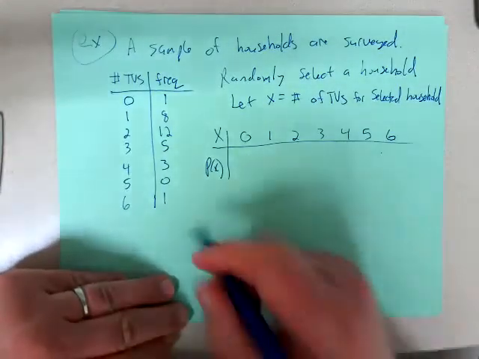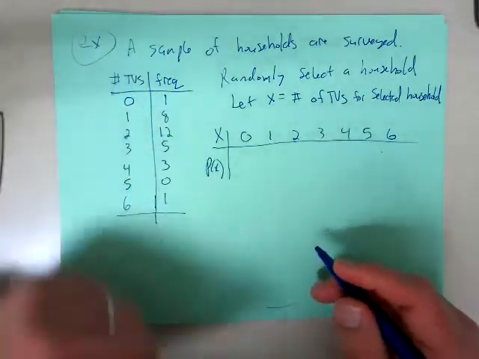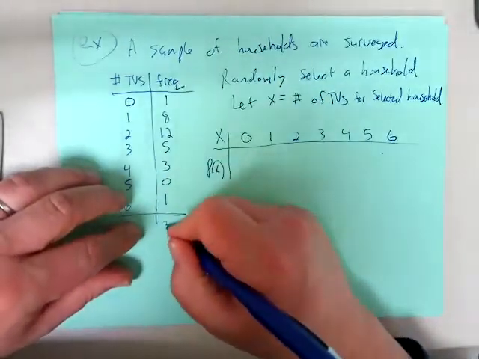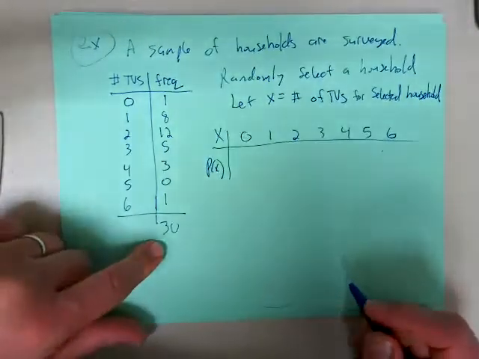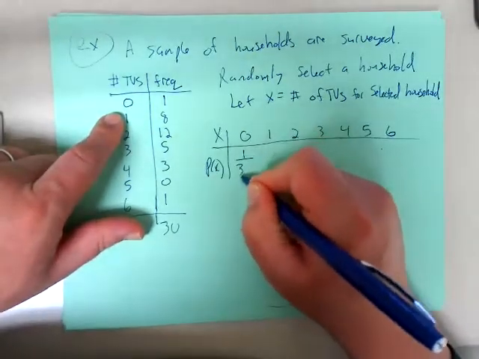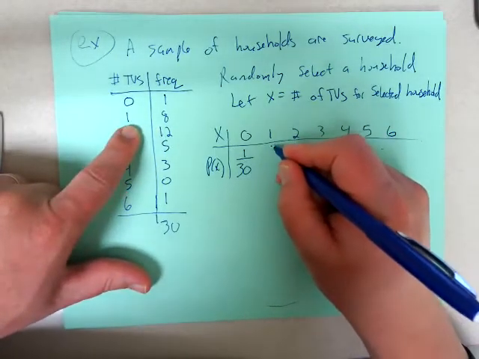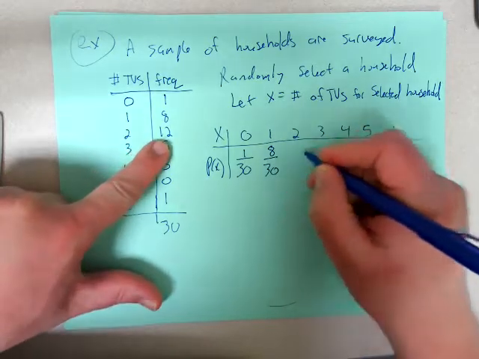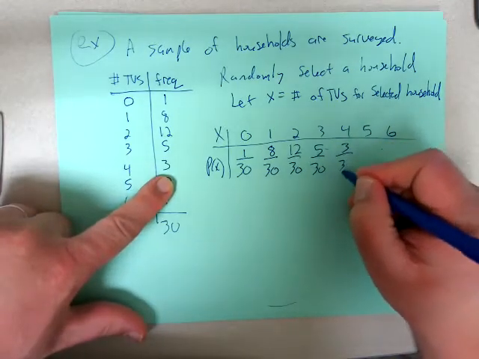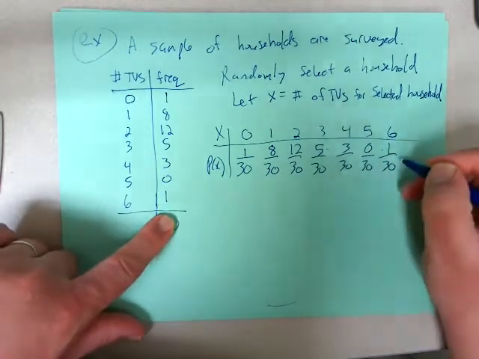So what about the probabilities? Well, what we learned before is if you have a frequency distribution, to find the total number of outcomes, we need to know how many households there were, right? So we can add up the frequencies, and we get that there were 30 households. One of those 30 households had no TV, so the probability of getting no TV would be 1 out of 30. 8 households had 1 TV, so for 1, the probability is 8 out of 30. And then 12 out of 30, 5 out of 30, 3 out of 30, 0 out of 30, and 1 out of 30.